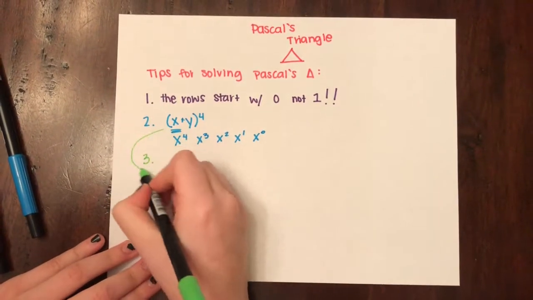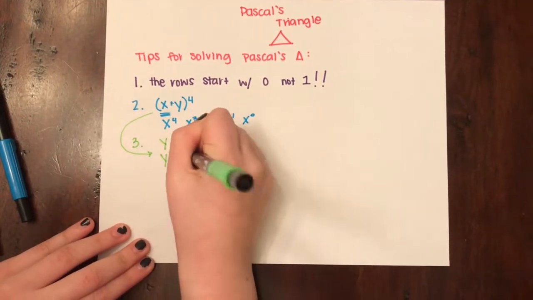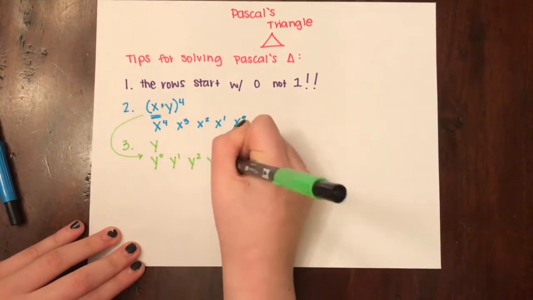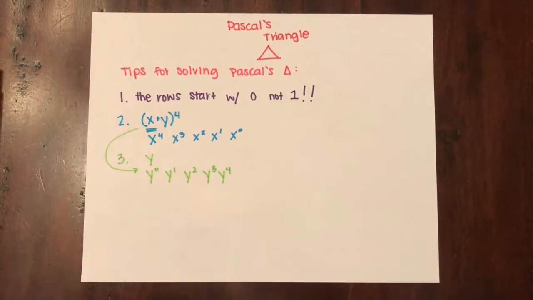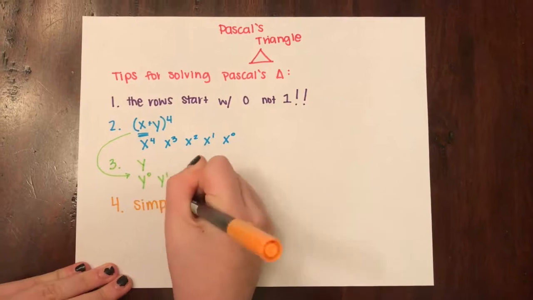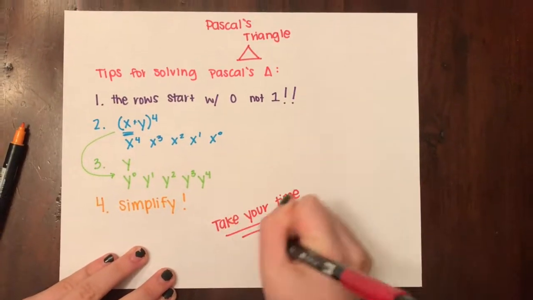Tip number 3. Start with the second term and increase the exponents starting with 0. So, using the same problem as before, you would start with y to the 0 and then go all the way down to y to the 4th. The last tip is to simplify. And remember, take your time with these problems. They can be a little tricky at times.